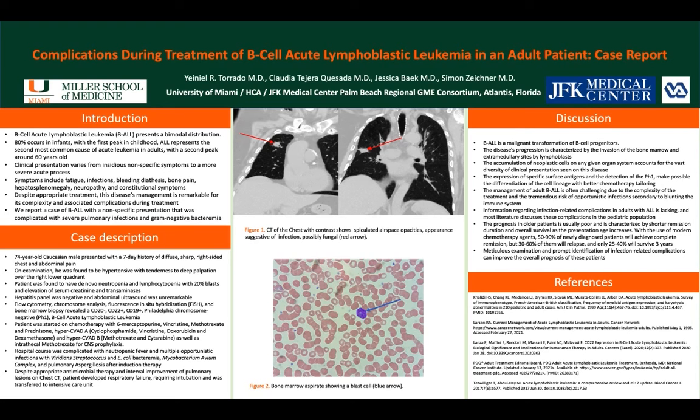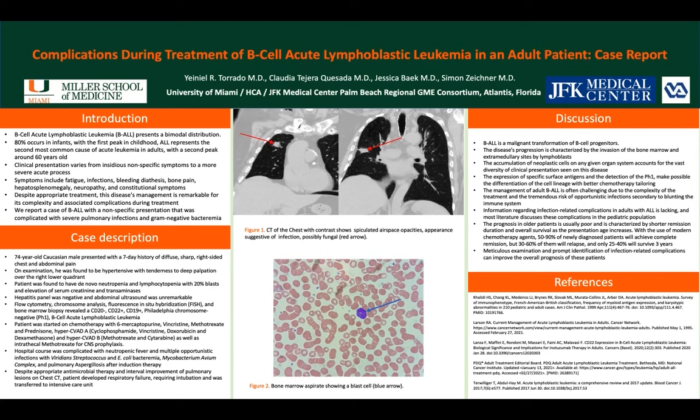Our case is a 74 Caucasian male that presented with a 7-day history of diffuse, sharp, right-sided chest and abdominal pain. On examination, he was found to be hypertensive with tenderness to palpation on the right lower quadrant. Patient was subsequently found to have de novo neutropenia and lymphocytopenia with 20% blast and elevation of serum creatinine and transaminases. Hepatitis panel was negative and abdominal ultrasound was unremarkable.